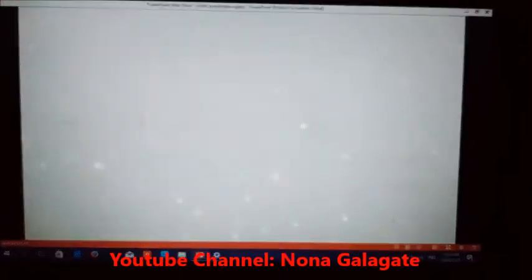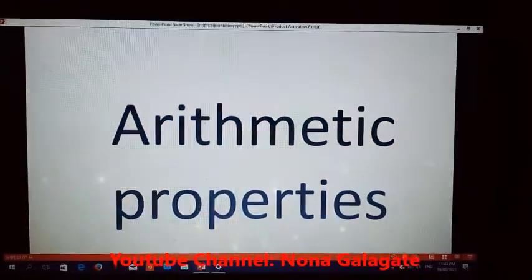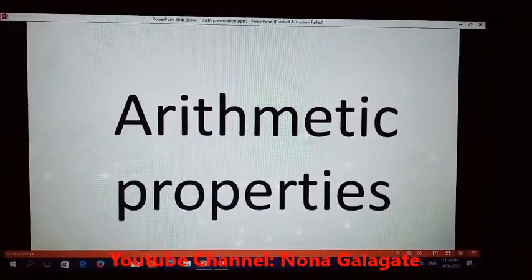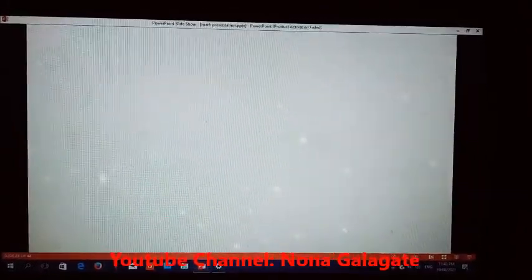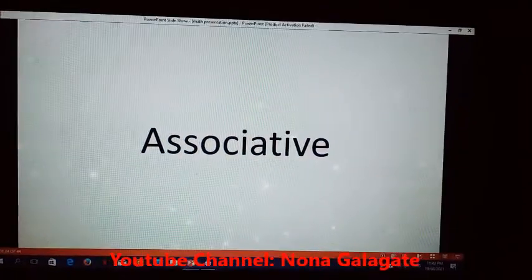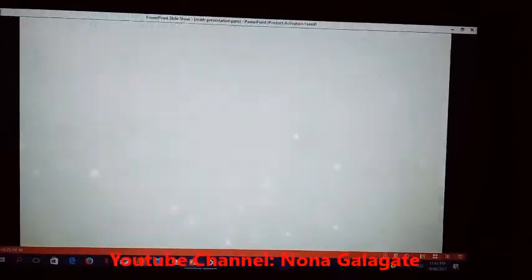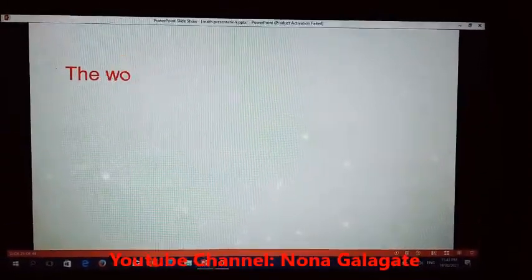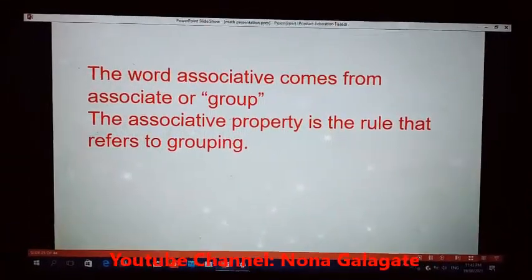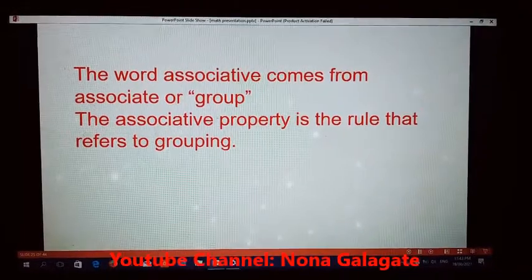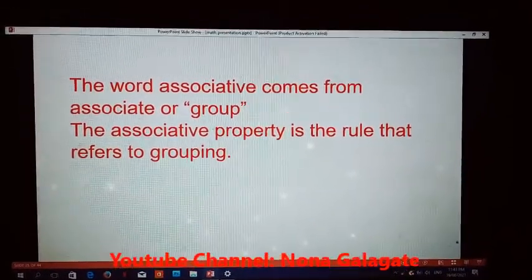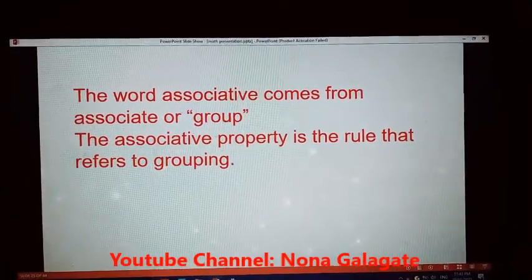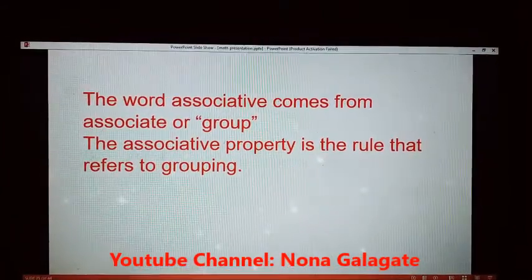So next is arithmetic properties. We have 3 arithmetic properties. The first one is the associative property. What is the associative property? The word associative comes from the words associate or group. So the associative property is the rule that refers to grouping.